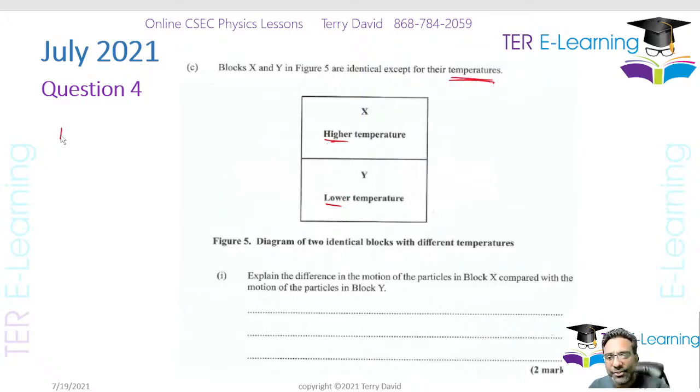So what CXC is really trying to see is if you know that temperature is dependent on the kinetic energy of my particles in that block, right? So the more kinetic energy something has, the higher the temperature. That's the basic idea here, right? The more kinetic energy something has, the greater the temperature. So if we're talking about the motion of the particles, this is what we're going to say, yeah?